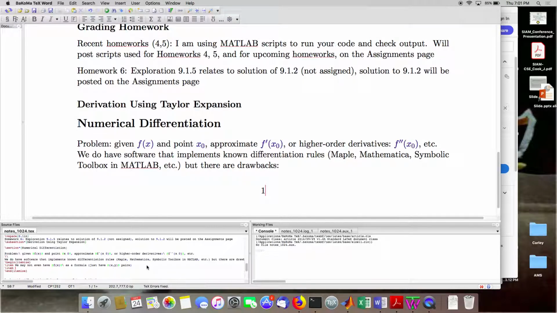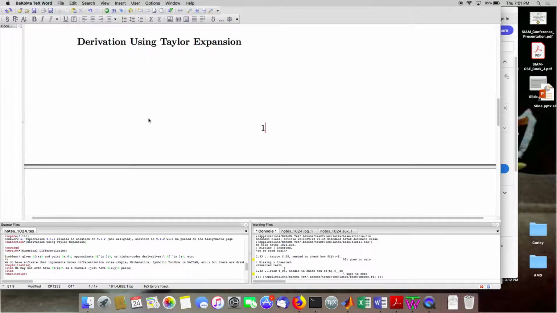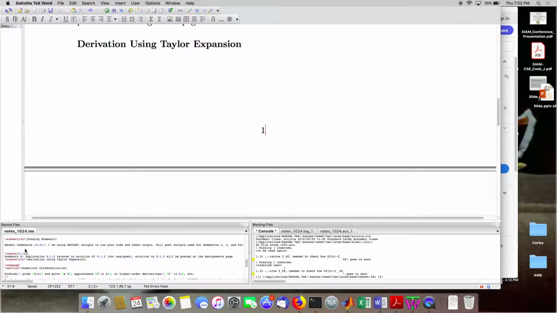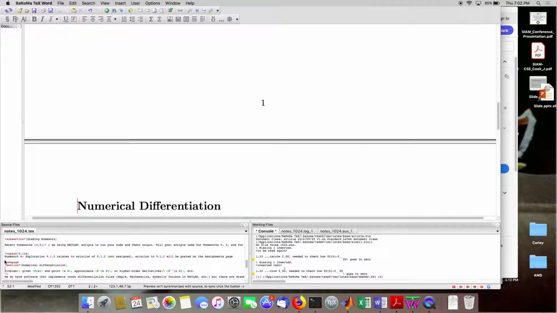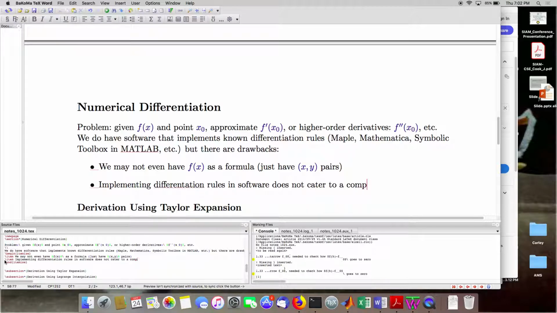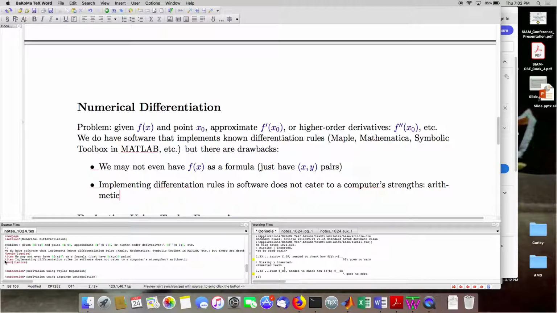So that's one drawback. Oh, sorry, my section headings got out of order here. Let me fix that. Okay. Another drawback is implementing these differentiation rules in software does not cater to a computer's strengths, which is just doing arithmetic all day long, bazillions of floating point operations.